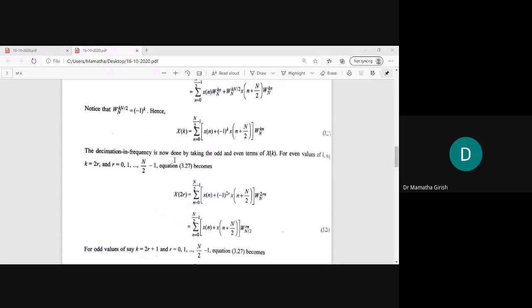And please note the range of r. What is the range of r over here? Because the upper summation tag in the above case is N by 2 minus 1, that is the last value. Accordingly, the range of r will run from 0 to N by 2 minus 1. Accordingly, the above equation gets modified into this equation for even terms of the frequency samples.